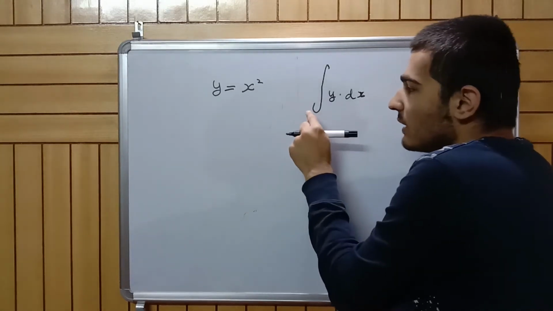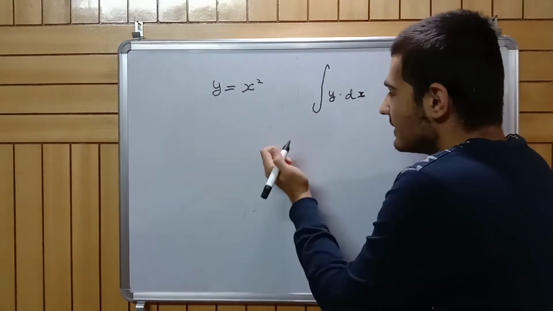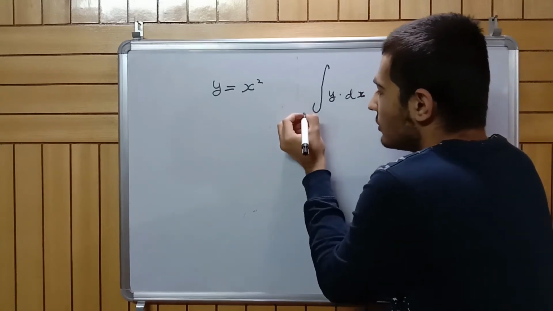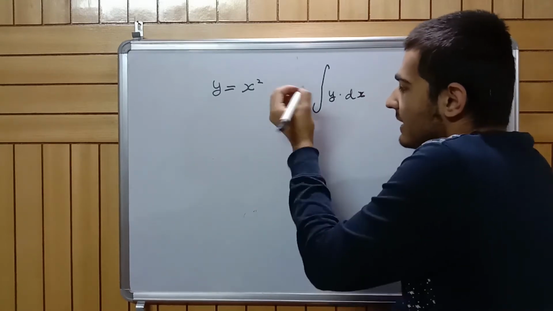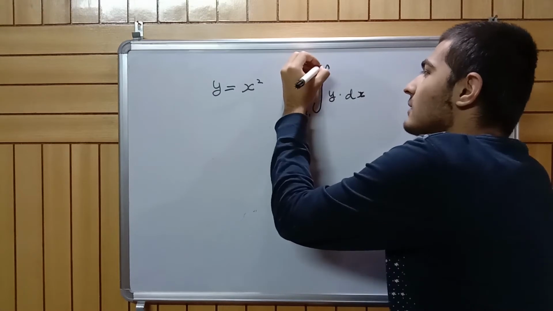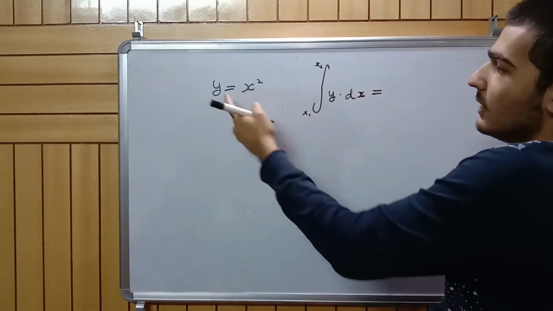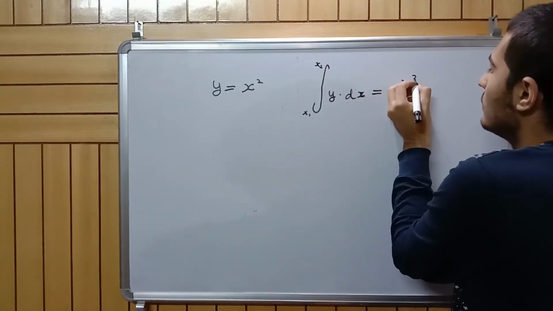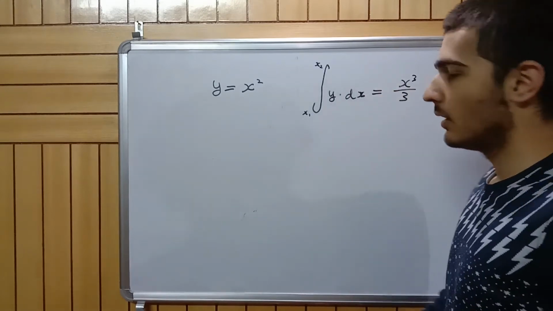So we write the lower limit here, the limit closer to the x-axis, closer to the origin here. So that is x1, could be anything, okay, x1, and the upper limit here, x2. This whole equals, in this case, this was equal to x cube by 3.